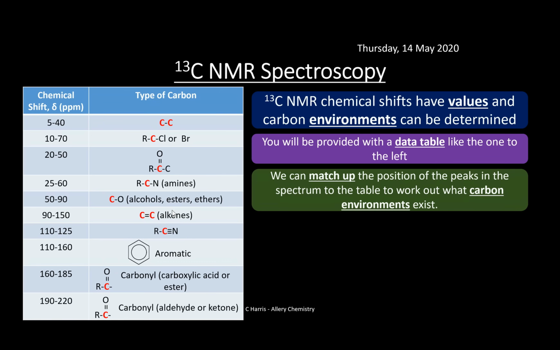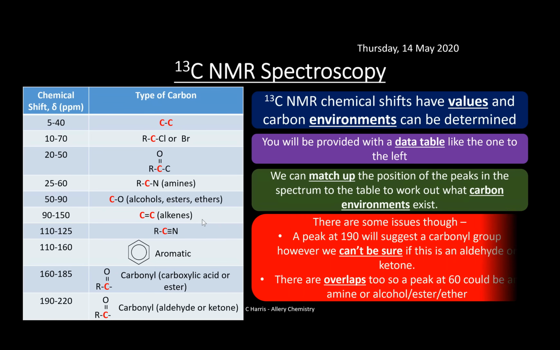Okay, so what we can do is we can match up the position of the peaks in the spectrum to the table, and we can work out what carbon environments exist. So it's fine, obviously, knowing the different carbon environments, but we can actually start to identify what that carbon could be next to that's causing it to shift like that. So there are some issues, though, as this is science. There's always going to be problems and limitations.